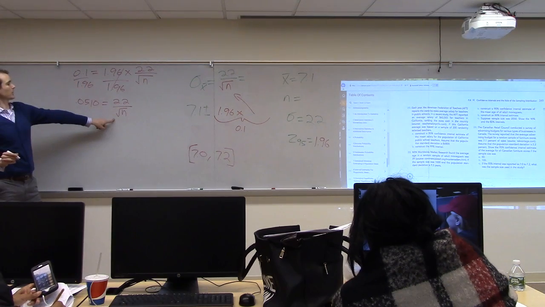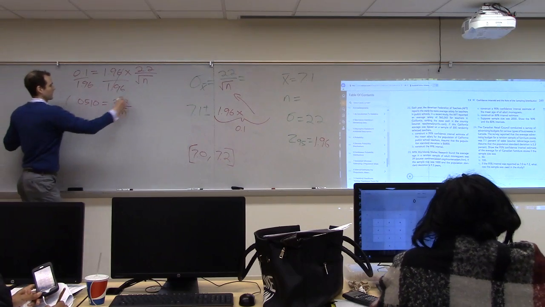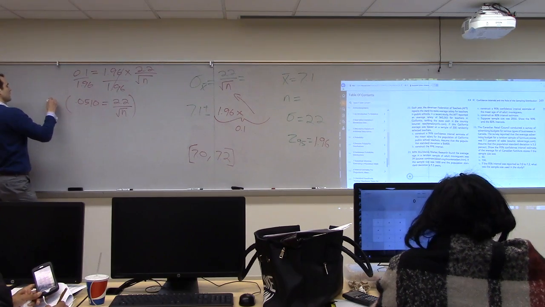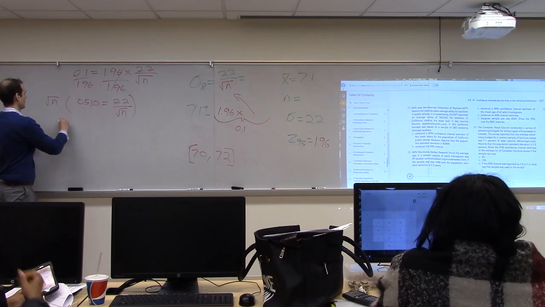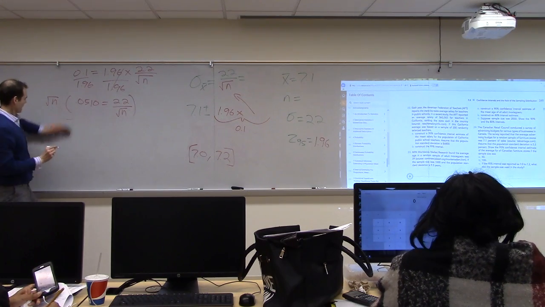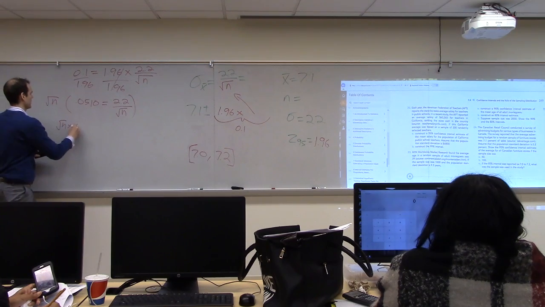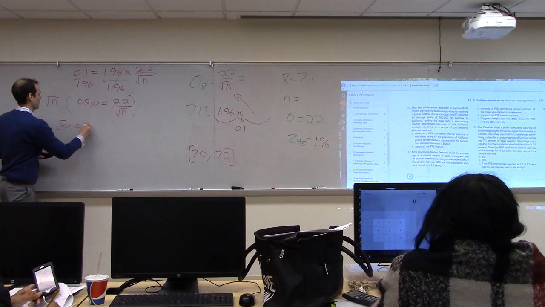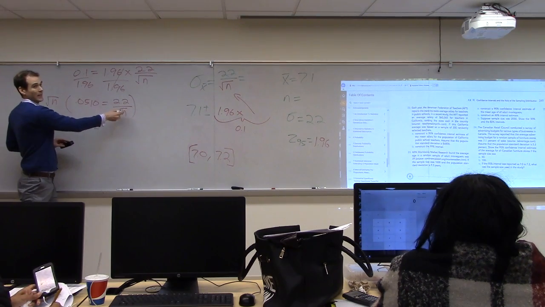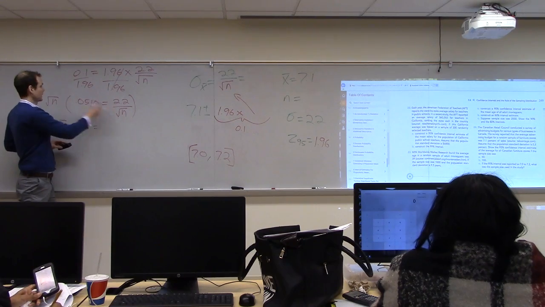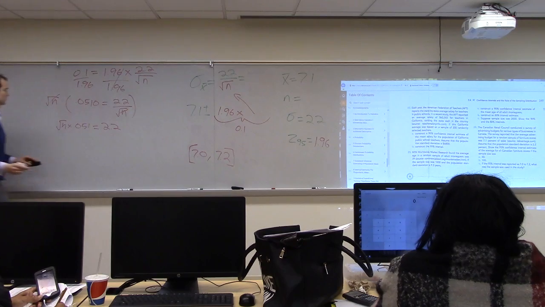Alright, let's multiply both sides by the square root of n to get this in a manageable form. So multiply everything by square root of n. On this side we've got square root of n times 0.051 equals, and the square root of n cancels on this side. Right? So this cancels here, equals 2.2.